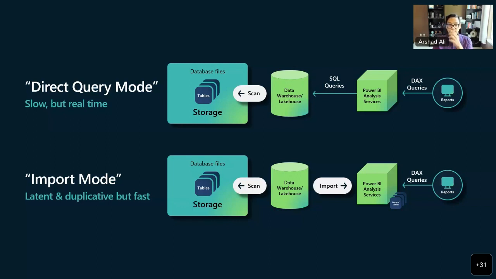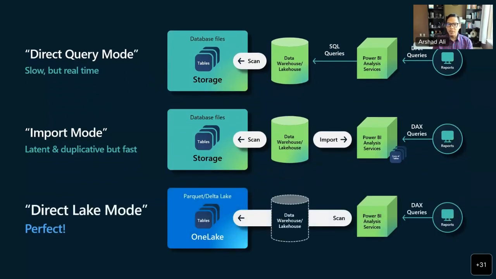So that's where Direct Lake comes in. Direct Lake takes the best of both worlds and combines them into a single mode. It's called Direct Lake mode. Basically, it's going to query the data every time from the source, but at the same time provide you the performance of the in-memory storage in import mode, right?